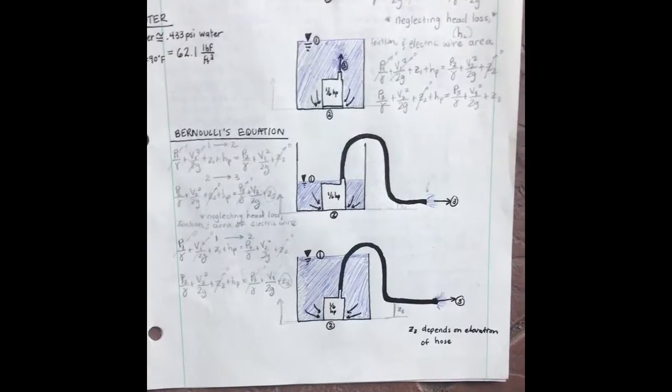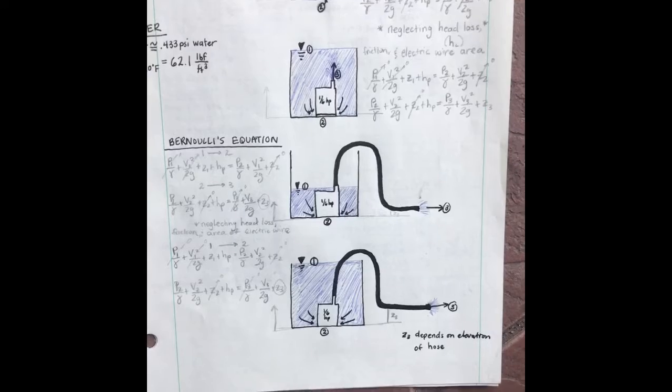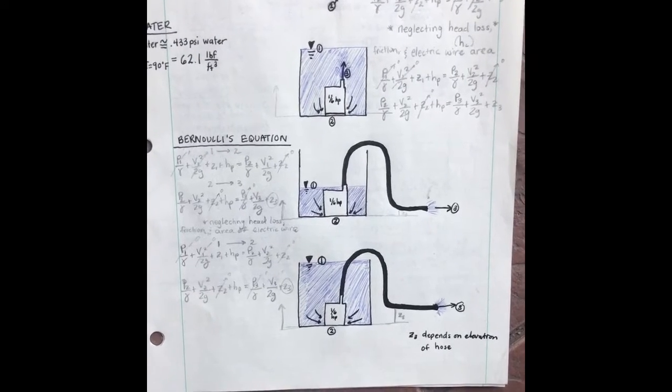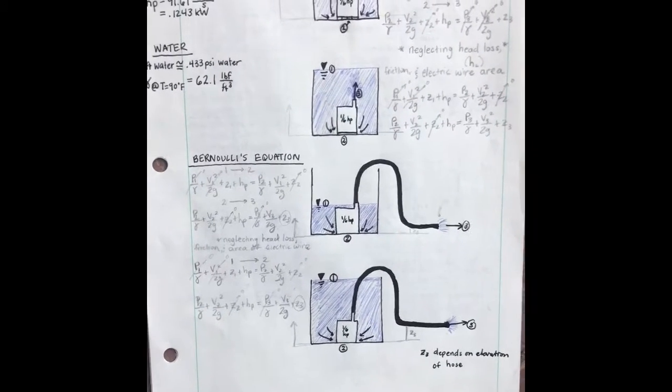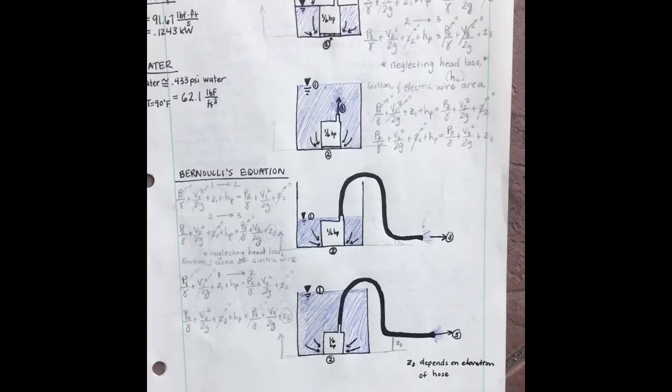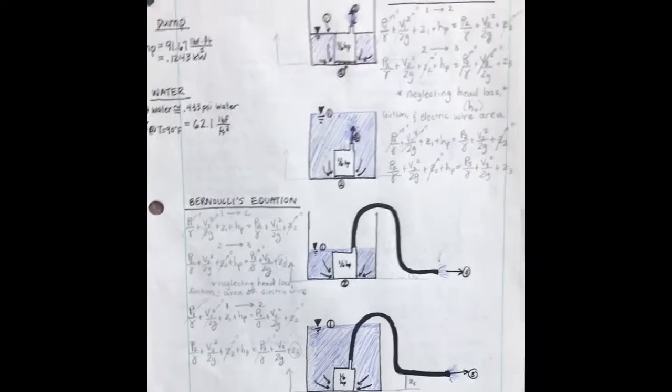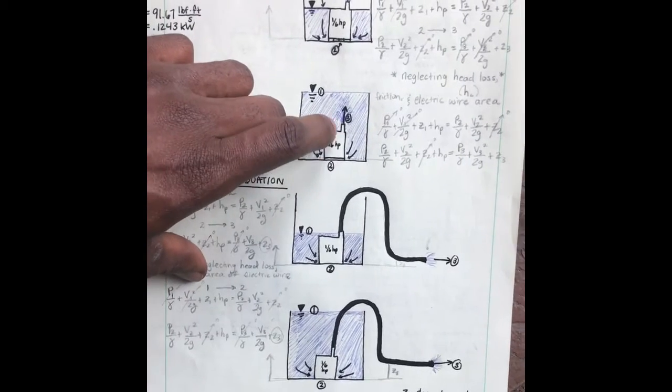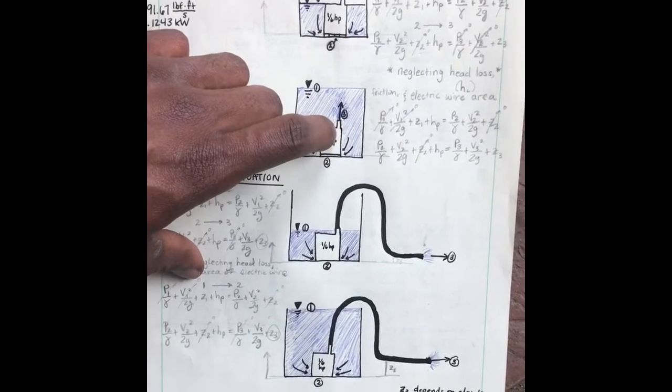Here I have the scenarios of the pump being inside of the pot at different water levels. The temperature of the water that I'm going to use is 90 degrees Fahrenheit. It's been pretty hot here, so I figured that would be a good temperature to use. I'm neglecting the head loss, we're neglecting the friction, and we're also neglecting the electric wire.